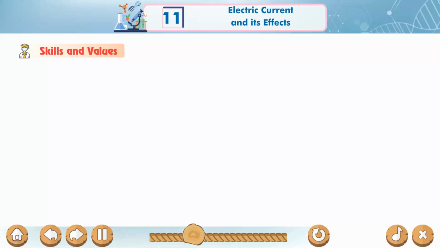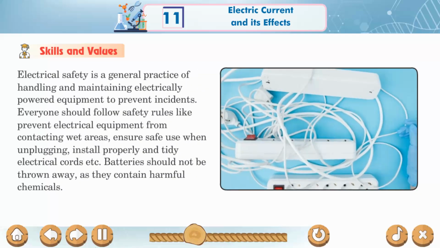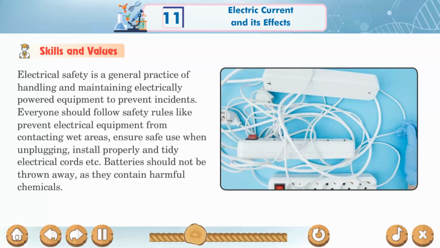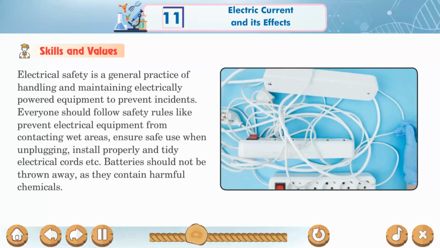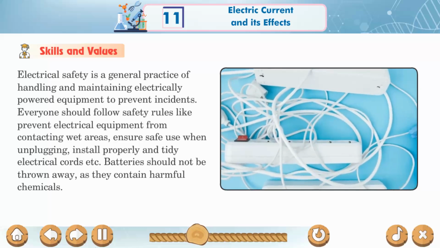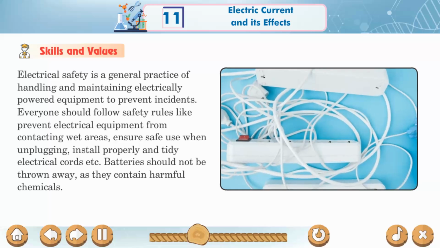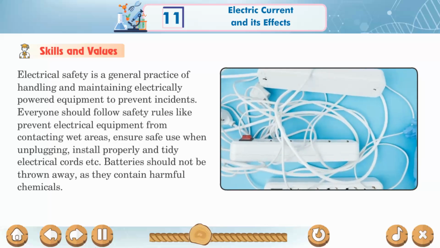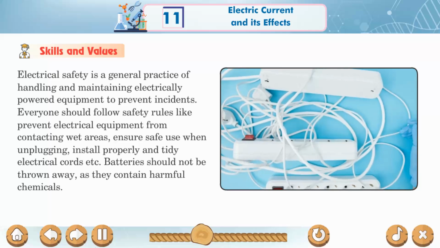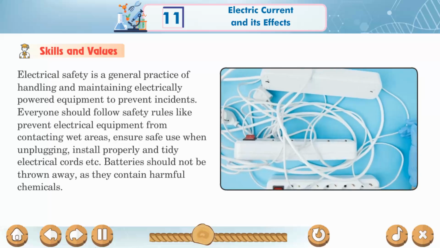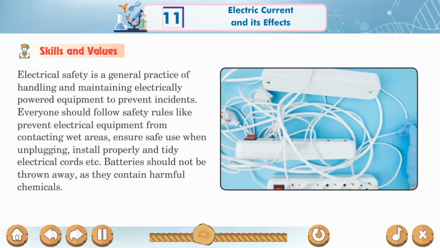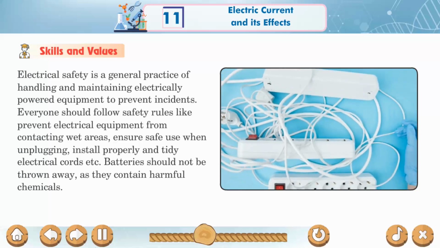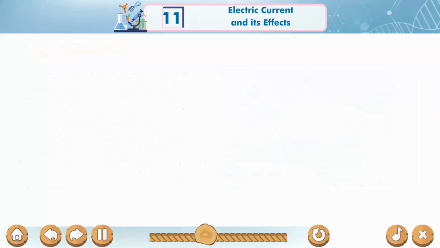Skills and values. Electrical safety is a general practice of handling and maintaining electrically powered equipment to prevent incidents. Everyone should follow safety rules like preventing electrical equipment from contacting wet areas, ensuring safe use when unplugging, installing properly and tidying electrical cords, etc. Batteries should not be thrown away as they contain harmful chemicals.